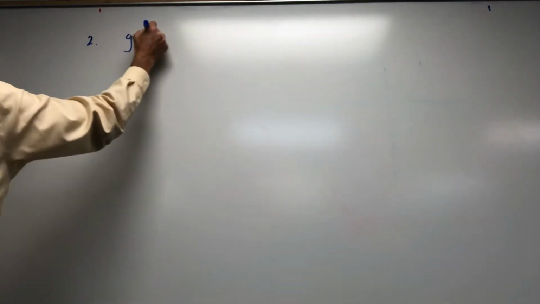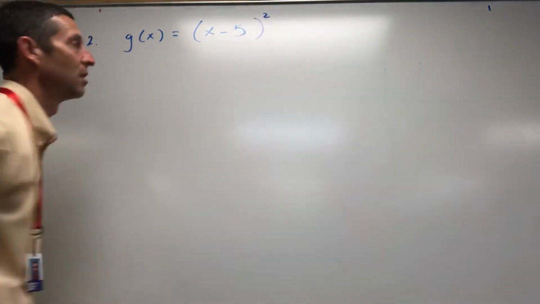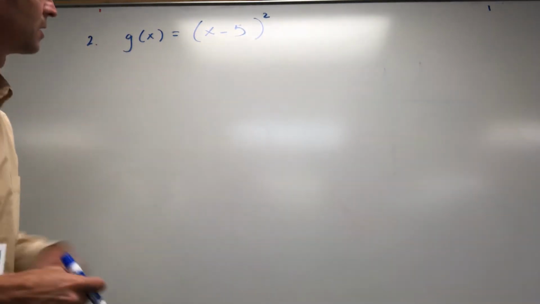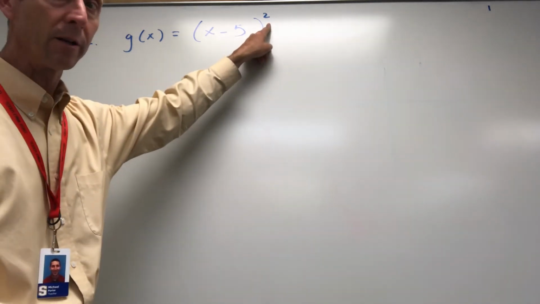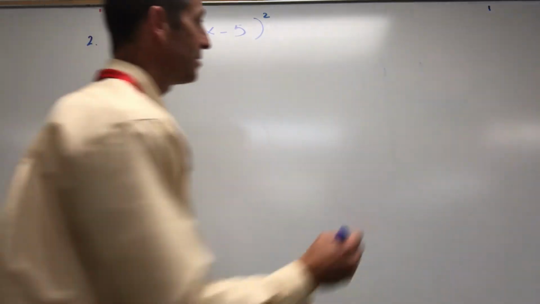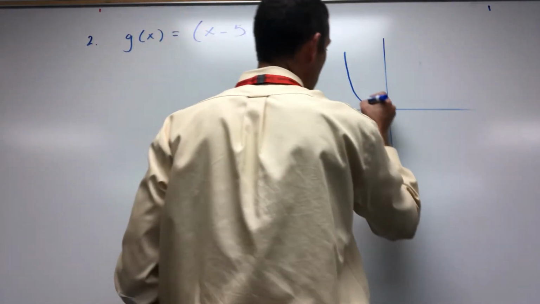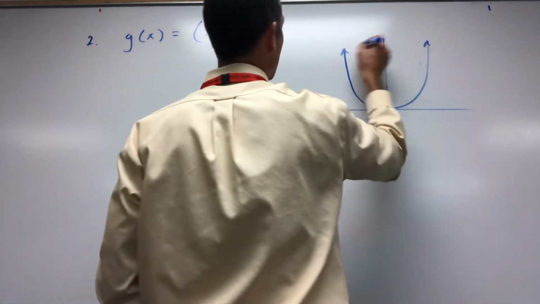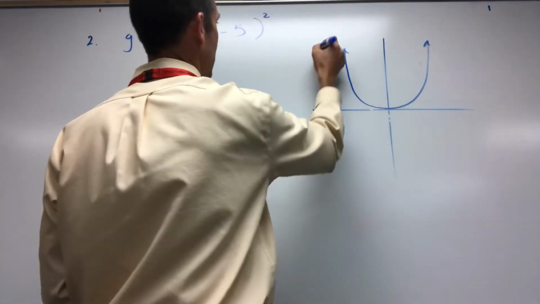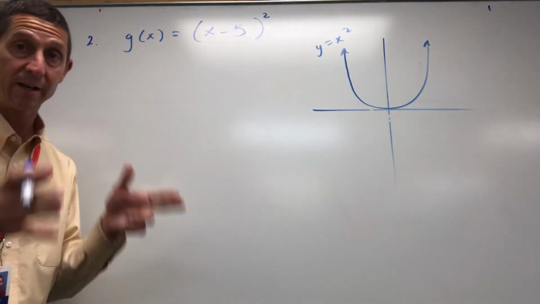Okay, let's do another one of these. See what our next one is. g of x equals (x minus 5) squared. Okay, so we walk up to this problem, and as soon as we see the squared, you start thinking, oh, it's another x squared. It's another parabola. It's a quadratic. So we go to our graph. Boom, we got it.